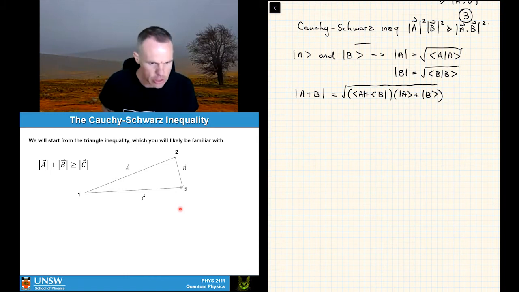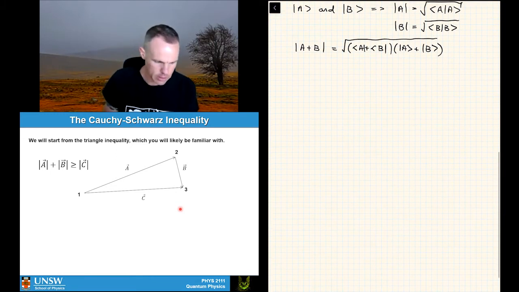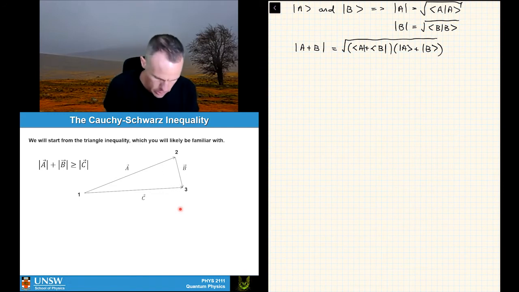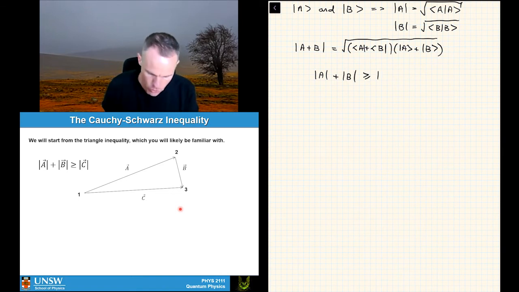Okay, now we're just going to follow down the exact same set of steps that we had earlier. So our starting position here will be that the length of A plus the length of B is going to be greater than or equal to the length of the sum of those two vectors. Okay, so length of A plus B.